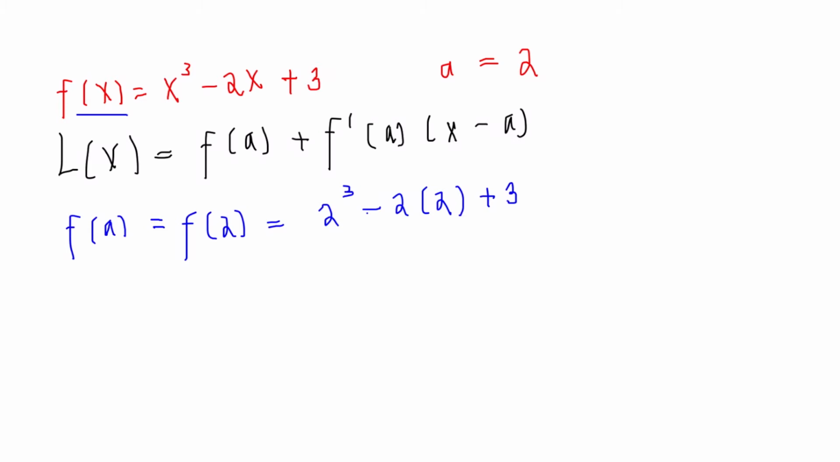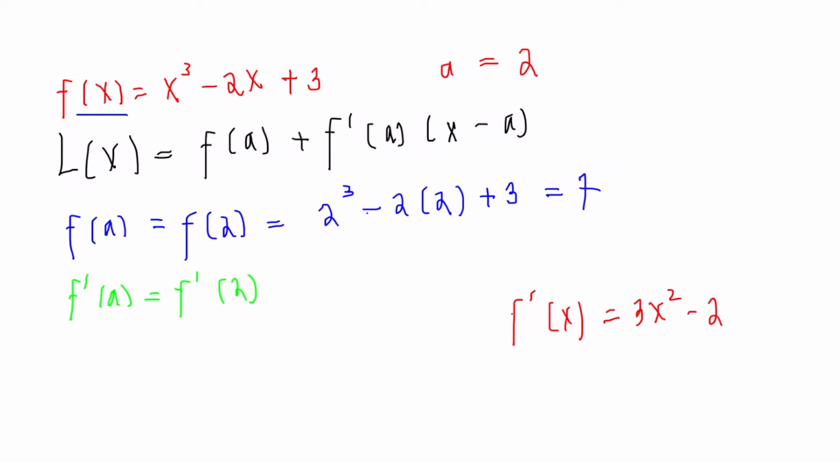Okay, so this gives us what? This eventually gives us 7. Next, we are going to find f prime of a, which is equal to f prime of 2. In order to find f prime of 2, we have to find first f prime of x, or the derivative of the function. So the derivative of this function is obvious. It's going to be 3x squared minus 2, right?